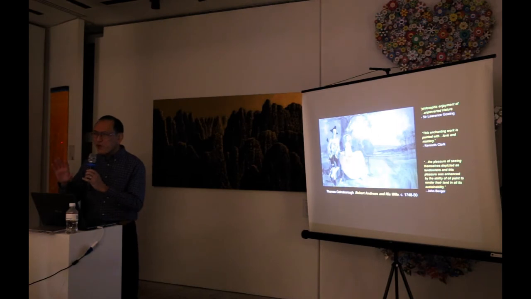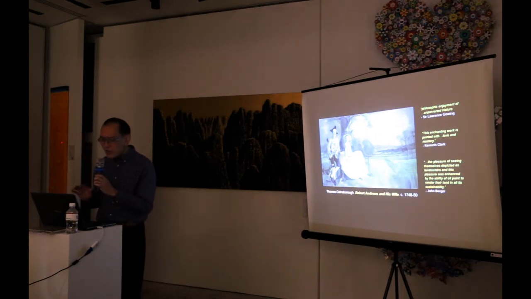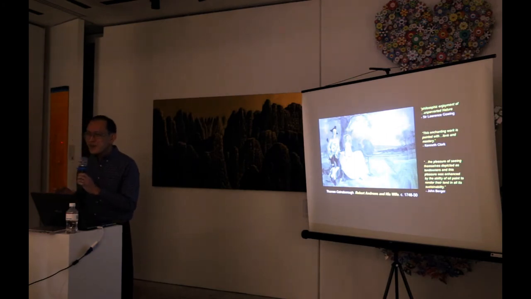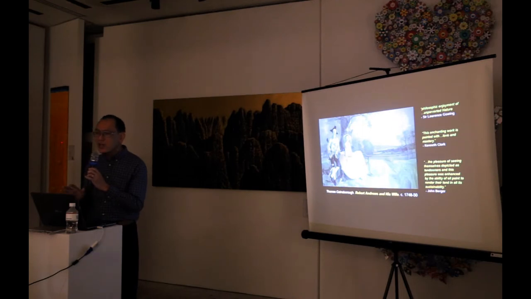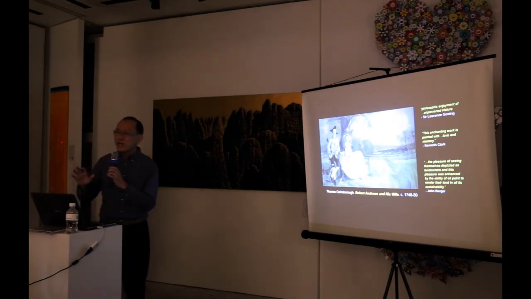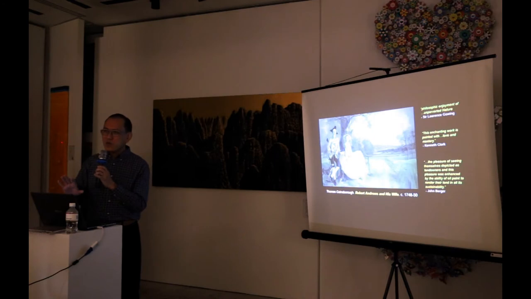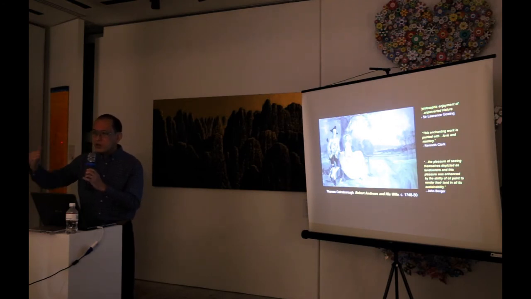But the other two quotes look more at just the formal elements. They don't look at the context. Both are famous art historians, right? Lawrence Gowing says, philosophic enjoyment of unperverted nature. Very nice description, but it doesn't tell you much, right? This enchanting work is painted with love and mastery. We all agree with that, right? But what's the context? What else does this painting want to convey? So we need to look more closely at what is beyond the surface. We need to look at the painting against the grain, so to speak.